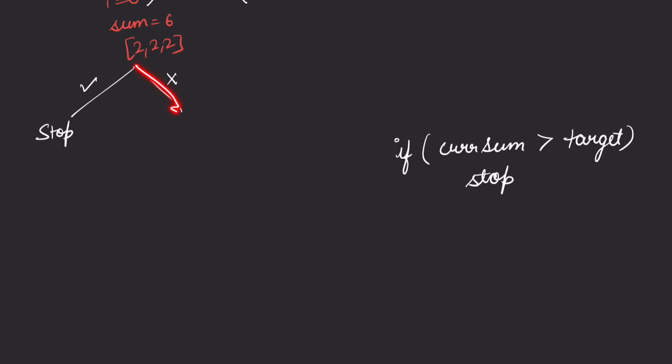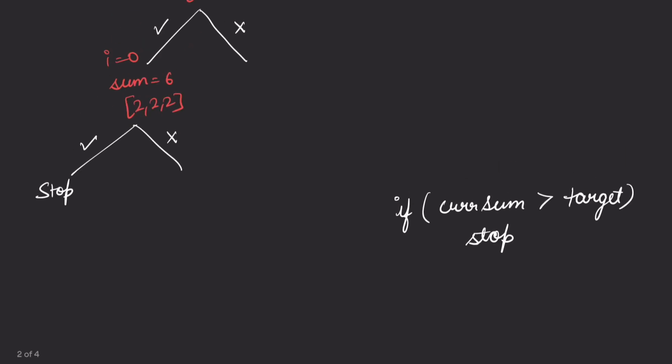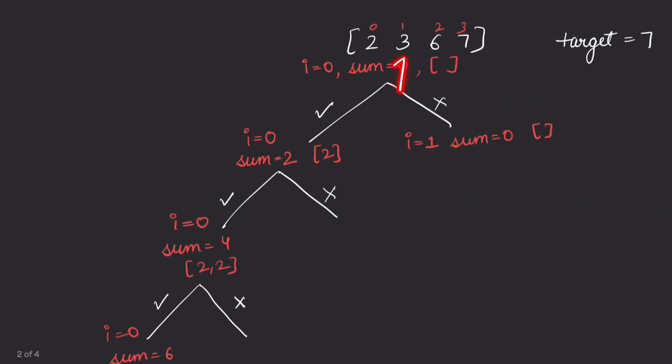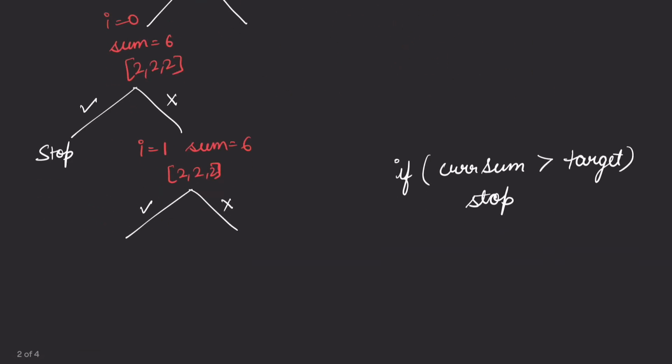So now coming towards this path, here we have not taken index 0, so our index will become 1, our sum will remain as is and the array will also remain as is, right? Now for this also you will have two cases, either take it or do not take it. So what will happen when you take index 1? The value at index 1 is 3. If you add 3 to the sum, it will become 9, which is greater than the target. So that means we will stop here, right?